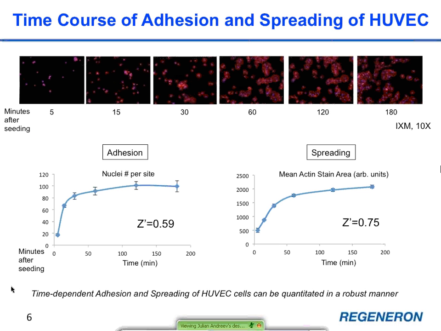First, primary cells. First, single round cells attached to the plate. Then you can see an increase in their cytoplasm area. You can measure adhesion as a number of cells attached to the plate at a given time, on the left panel down, and spreading as a mean cytoplasm area per cell. And that gives you a nice and robust assay with very good Z factor.